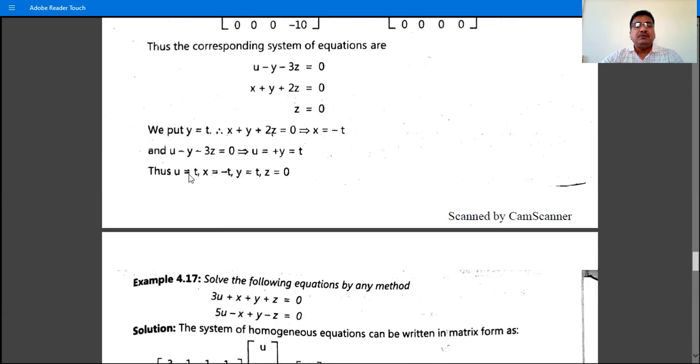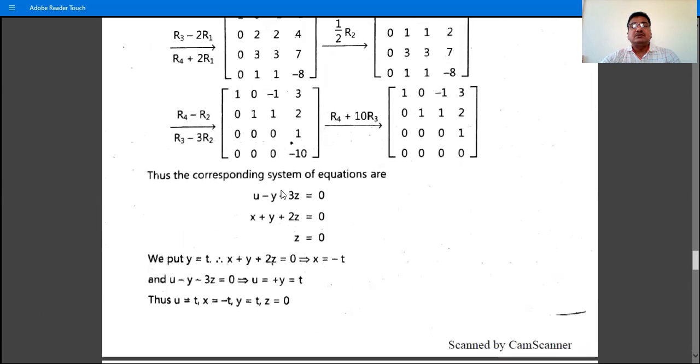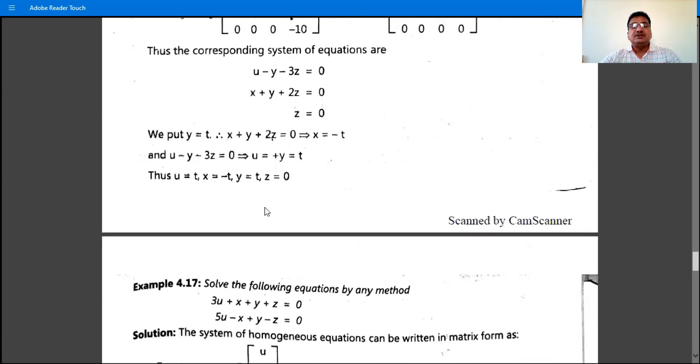So how many solutions do we have? If we substitute t as 1, then we have the value of u as 1, x as minus 1, y as 1, z as 0. That is one particular solution. If we substitute t as 2, then we have another solution: u is 2, x is minus 2, y is 2, and z is 0. If we substitute t as 3, we have another solution. So how many solutions do we have? We have infinitely many solutions. So this is the general solution.